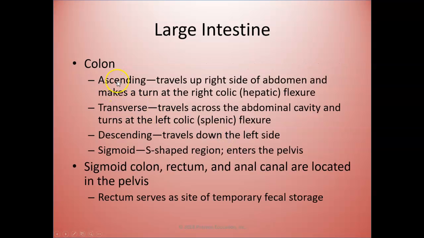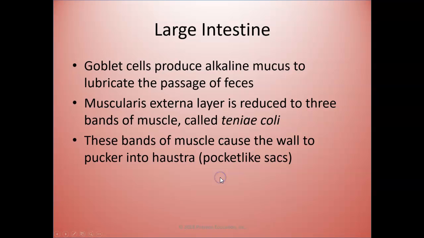And then the colon is composed of four different parts. The ascending, which goes up the right side of the abdomen. The transverse, which travels across the abdominal cavity. The descending, which goes down the left side. And then the sigmoid, which is kind of this S-shaped region, which goes into the pelvis. So the sigmoid colon, rectum, and anal canal are all located within the pelvis. And the rectum itself serves as a site of temporary fecal storage.